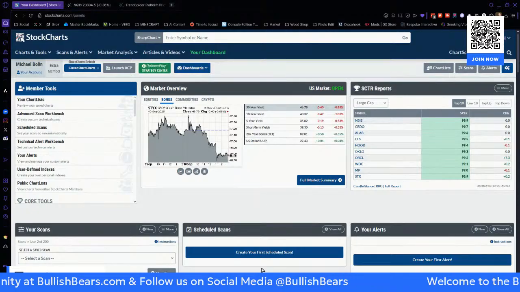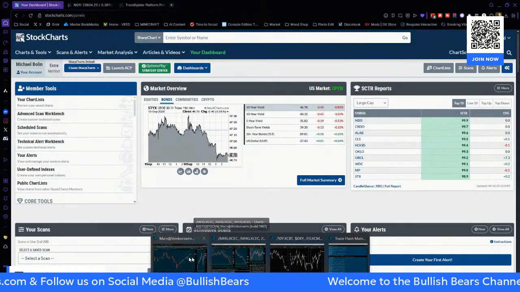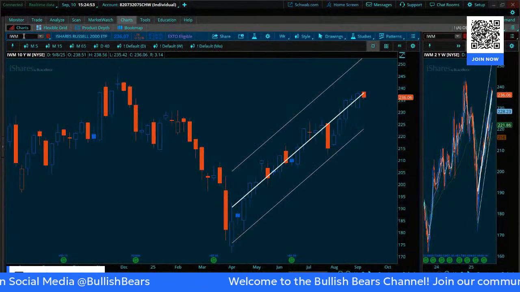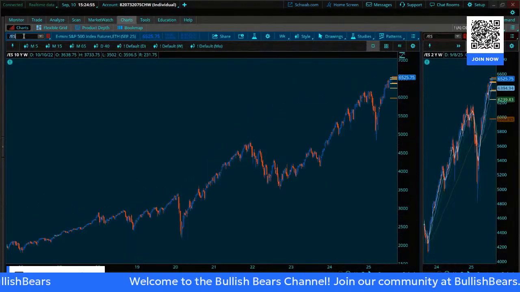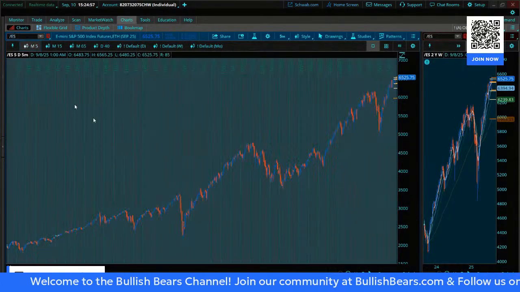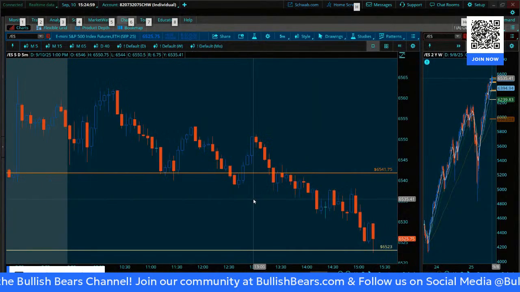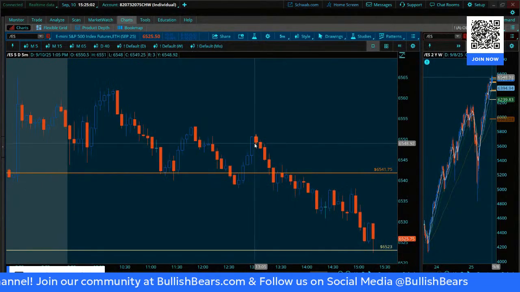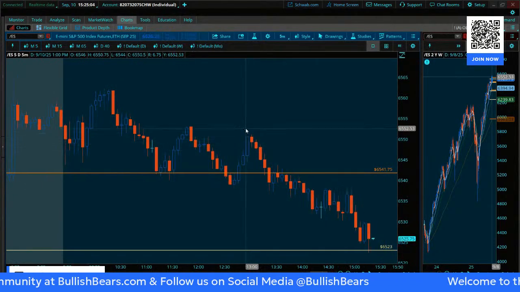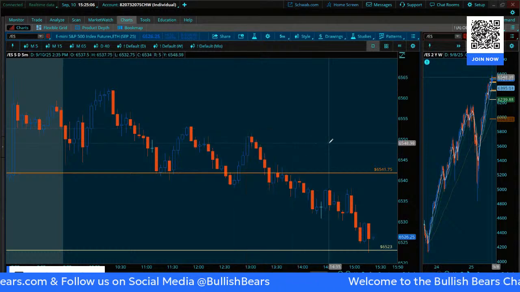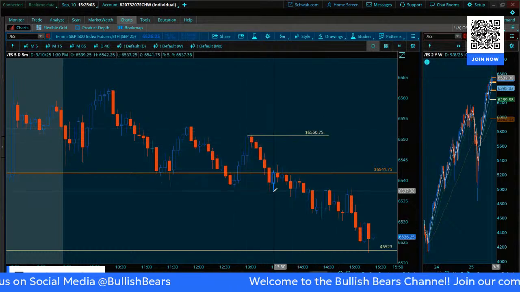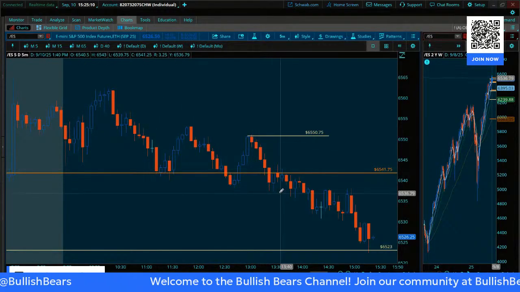I thought the 10-year was going to give us more today. I really did. We didn't get much out of it. We had the auction at 1 o'clock, which timed with this reversal here. But that's it. We were already trending lower.